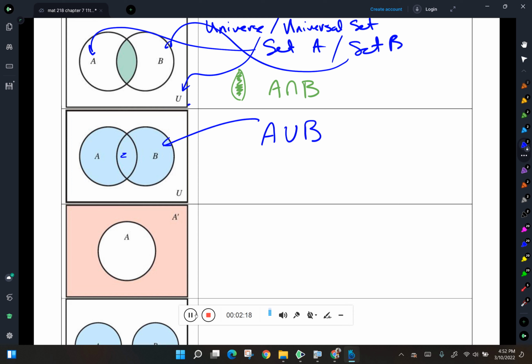All right, chasing that same logic, what's happening here in this one? Well, it looks like I've got a universe because I've got a box. I've got an A, and I've got that A complement. So the shaded area outside of A is everything that's inside of U but outside of A, so that would be the complement of set A.